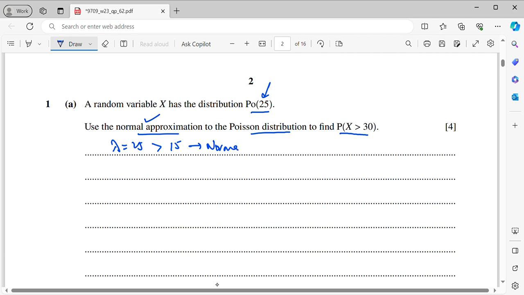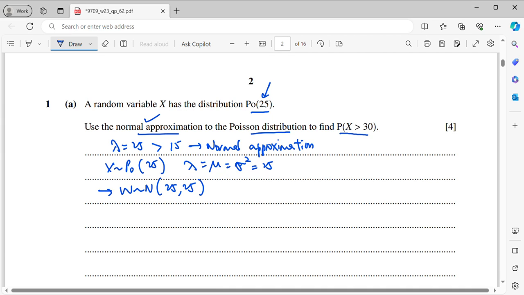Now according to the normal approximation, we need to know the mean and also the standard deviation. Since X is Poisson distributed with lambda 25, lambda is both the mean and the variance, which is 25. For the normal approximation, that means W is normally distributed with mean 25 and variance 25. So from here, you need to calculate P(X greater than 30).